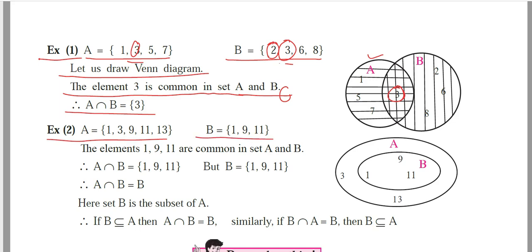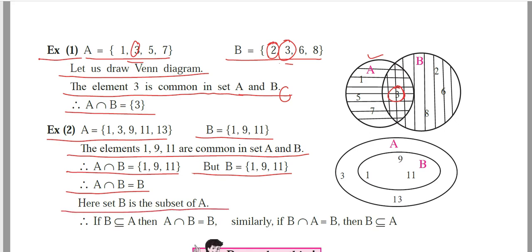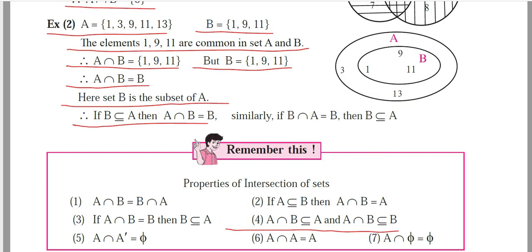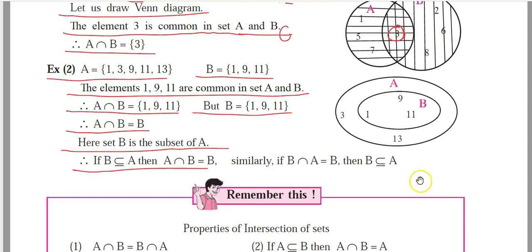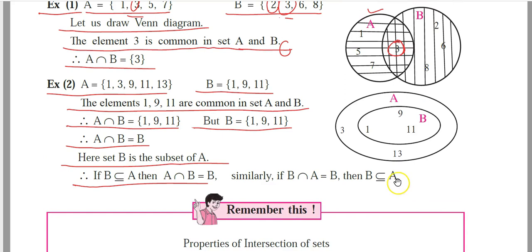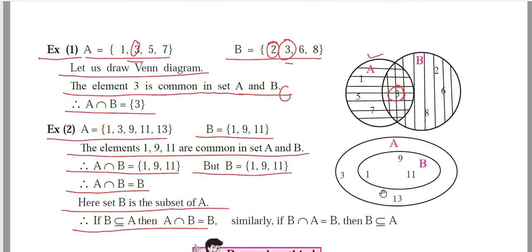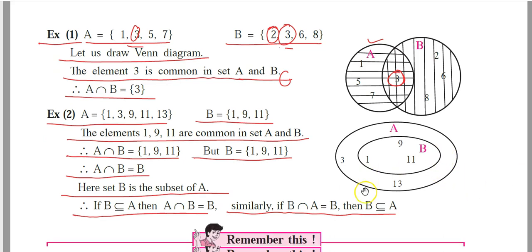Next example, A is equals to {1, 3, 9, 11, 13}. B is equals to {1, 9, 11}. The elements 1, 9, 11 are the common elements in the sets A and B. A intersection B is equals to {1, 9, 11} and B is equals to {1, 9, 11}. Therefore, A intersection B is equals to B. Here, the set B is a subset of A. If B is a subset of A, then A intersection B is B. Similarly, if B intersection A is equals to B, then B is a subset of A.